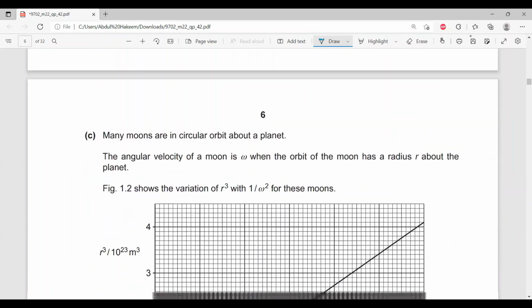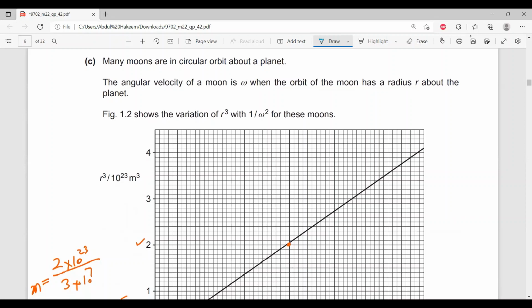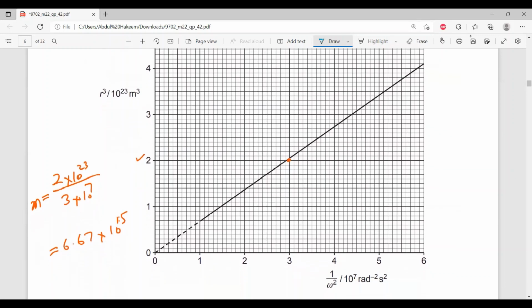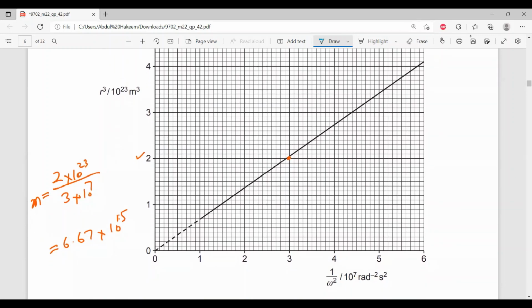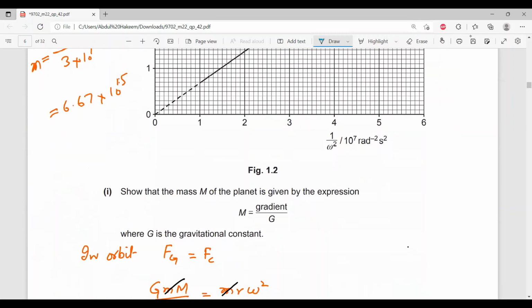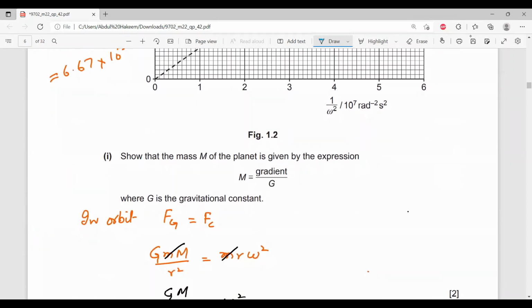Now, the next one. Many moons are in circular orbit around the planet. The angular velocity of the moon is omega when the orbit of the moon has a radius r about the planet. The figure shows the variation of r cubed and omega squared for these moons. Look at this: r cubed on the y-axis and 1 over omega squared on the x-axis. Show that the mass M of the planet is given by the expression M equals the gradient of this graph divided by G, where G is the gravitational constant.